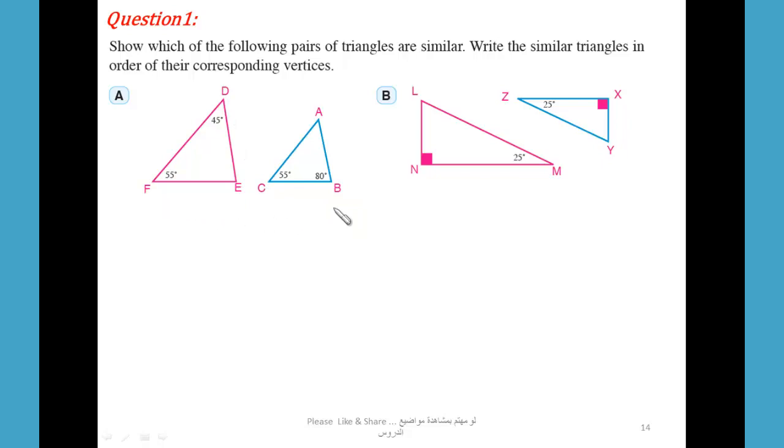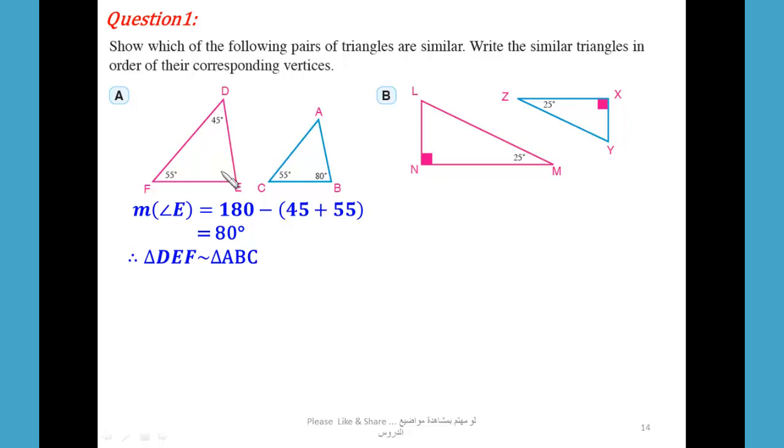We have the measure of angle B equals 80 and the measure of angle C equals 55. The measure of angle F equals 55 and the measure of angle D equals 45 degrees. So we have to calculate the third angle in triangle EFD. The measure of angle E equals 180, the sum of the interior angles of triangle EFD, minus 45 plus 55. It equals 80 degrees.